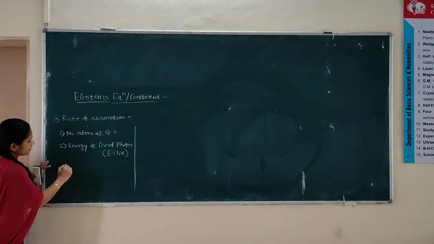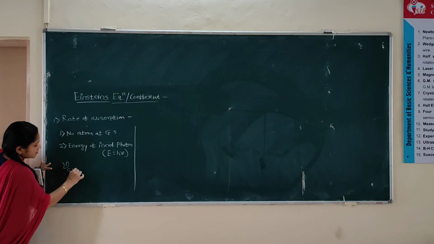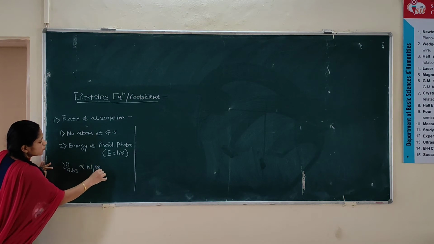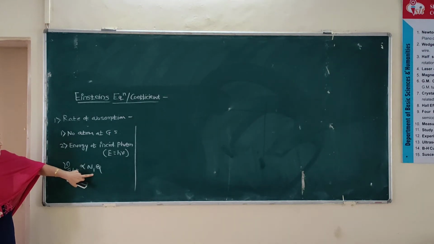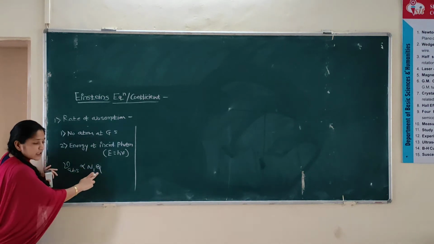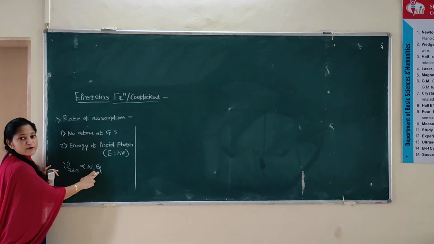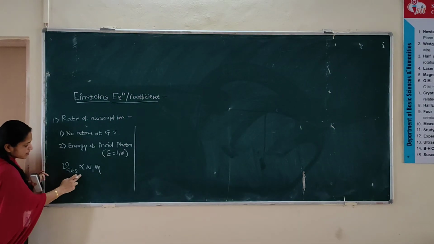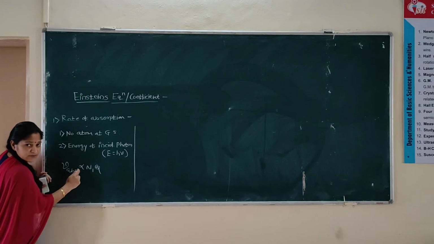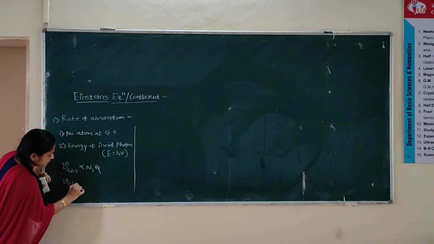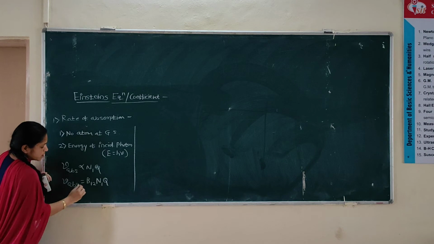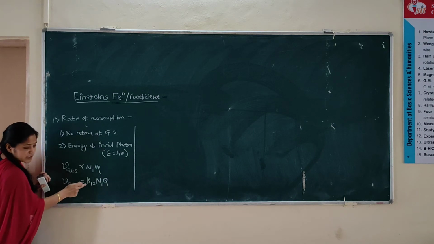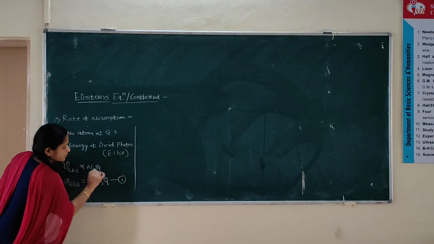So we can write gamma absorption is proportional to N1 into Q. Here N1 indicates the number of atoms present in the ground state, and Q is nothing but the energy required for transition from E1 to E2. So we can write the equation: gamma absorption is equal to B12 into N1 into Q. B12 represents the proportionality constant. This is equation number 1.